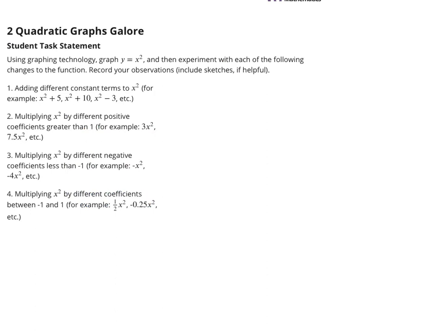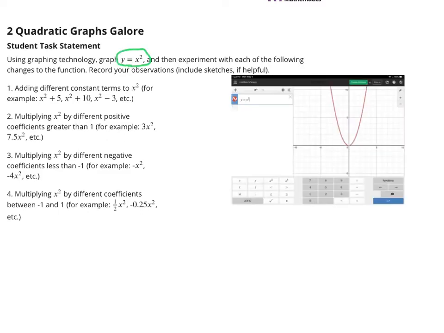All right, quadratic graphs galore. Using graphing technology, graph y equals x squared, and then experiment with each of the following changes to the function. Record your observations, including sketches if helpful. So I'm going to get Desmos out and graph this equation. All right, there we go.